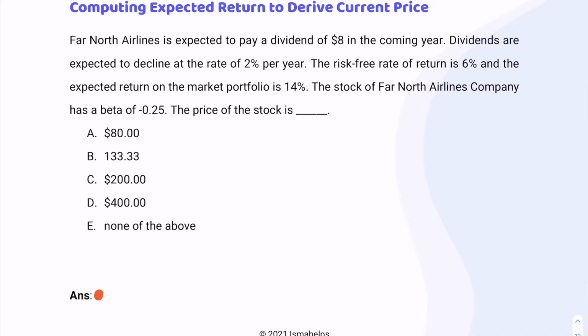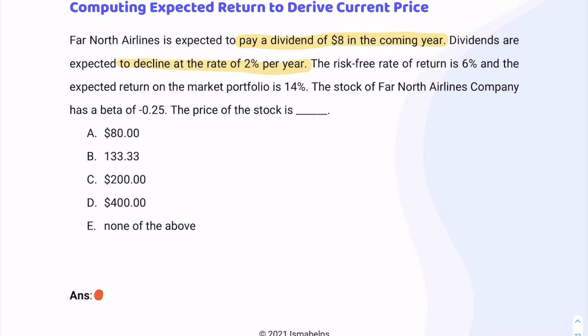So as you can see in this question, we're dealing with a very interesting idea in which we're going to derive the current price of a stock based on our CAPM consideration and a good old formula that we used in the past. If we read this, we see that Far North Airlines is expected to pay a dividend. Okay, so that's pretty important. Maybe we'll use it after in the coming year. And dividends are expected to decline at a rate of 2% per year. So we have our growth rate.